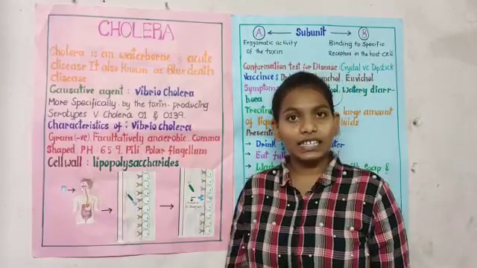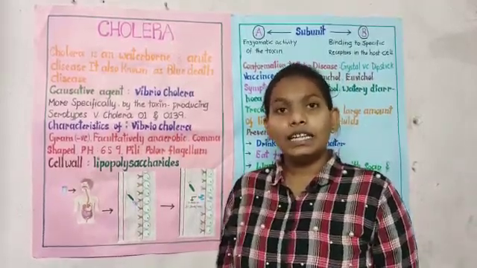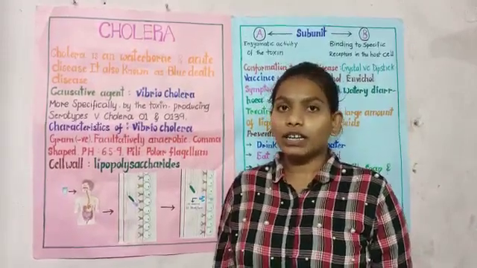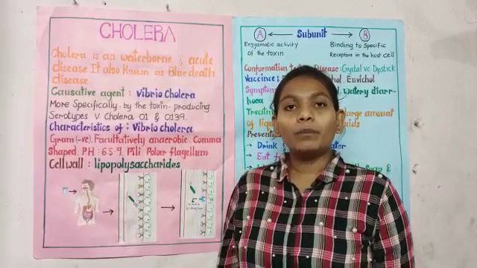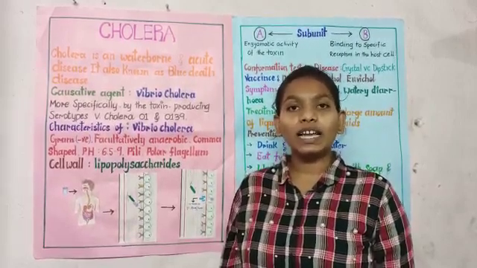These lipopolysaccharides are divided into three types. The first one is lipid A, which is also known as endotoxin. The second one is the polysaccharide core. And the third one is polysaccharide O.